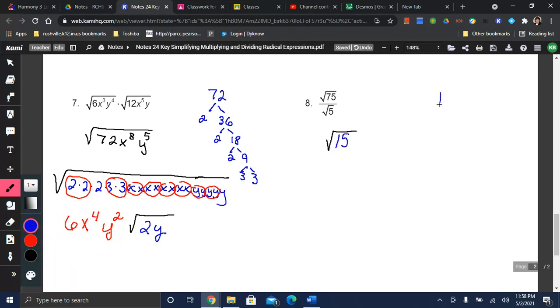If you're not sure, you can take the 15 and divide it, but it only divides by 3 and 5. Nothing could be circled, and so this would be your final answer.